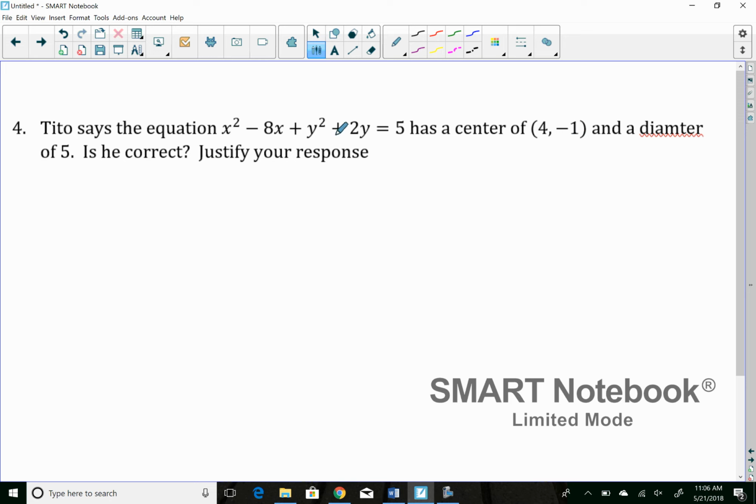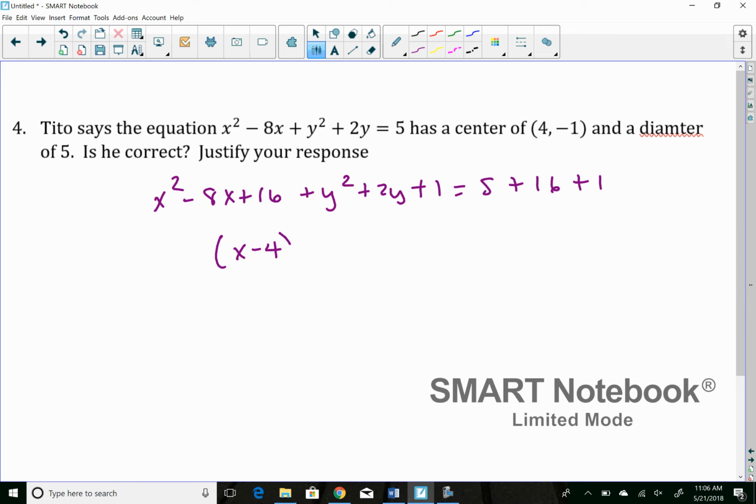So I'm going to complete the square since it's already set up for us. So I have x squared minus 8x plus 16, because half of 8 is 4, 4 squared is 16. Y squared plus 2y plus 1, because half of 2 is 1, 1 squared is 1. 5 plus 16 plus 1 onto the other side. Then do some factoring. So I have x minus 4 squared. I have y plus 1 squared. And this is all equal to 22.